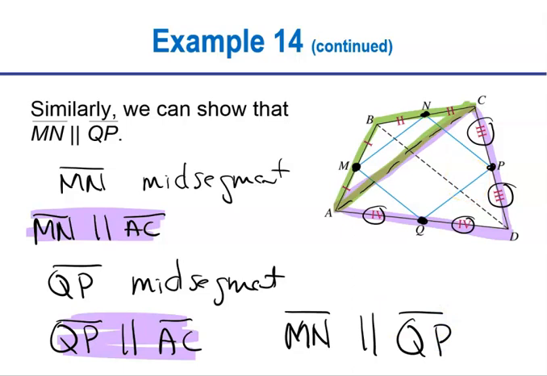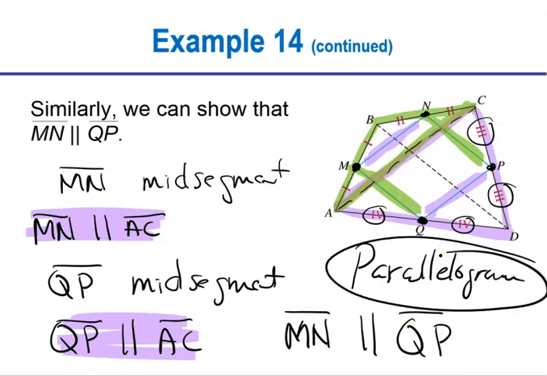Now, what does that mean? That means this guy right here is parallel to this guy right here. And we had already shown, not highlighted anymore, that this guy right here is parallel to this guy right here. What does that mean our figure is? Please don't say anything but a parallelogram.